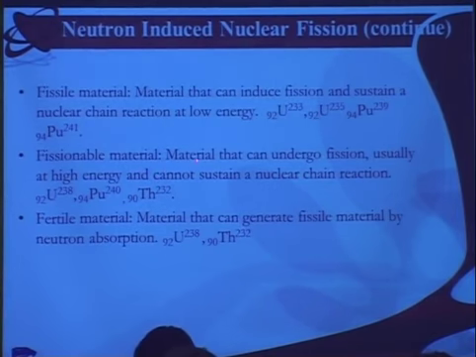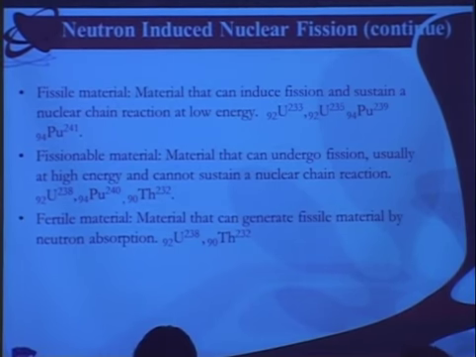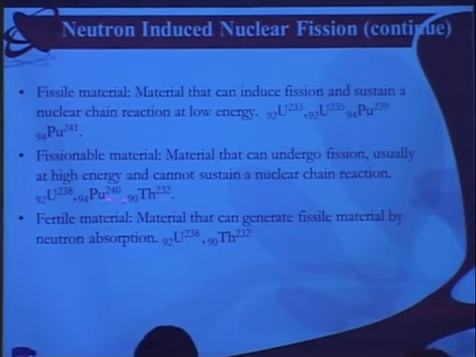Fissionable materials are the materials that can undergo fission, but usually at higher energy. But they cannot sustain the nuclear chain reaction. And those are the even A nuclei that we talked about. All of them are above 90, as we just described in the last slide, and all of them are even A. So if you have even A and above 90, usually you need a high threshold energy in order to induce the fission. One example is uranium-238.